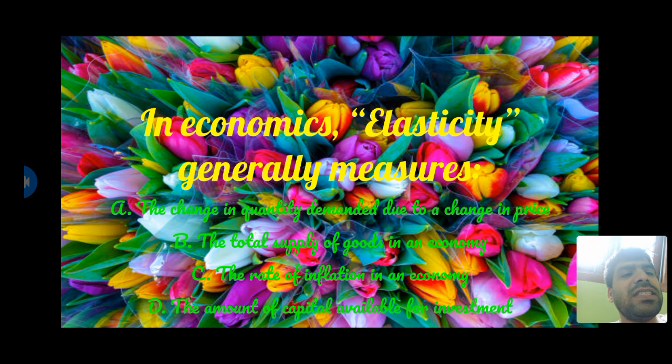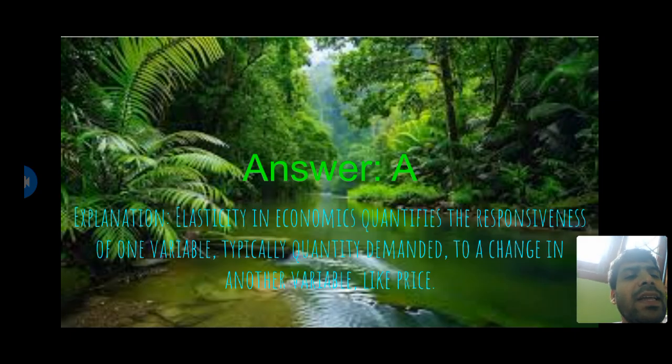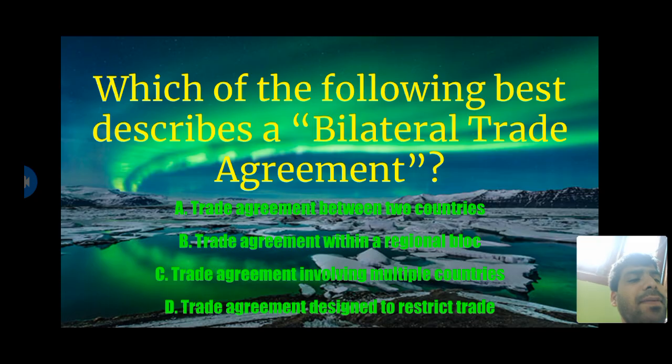And the next question is, in economics, elasticity generally measures: option A, the change in quantity demanded due to a change in price. Option B, the total supply of goods in an economy. Option C, the rate of inflation in an economy. And option D, the amount of capital available for investment. And the correct answer is option A. Elasticity in economics quantifies the responsiveness of one variable, typically quantity demanded, to a change in another variable like price.